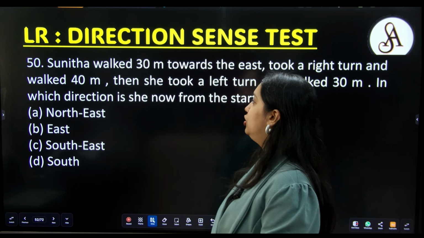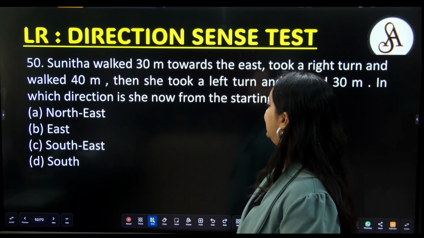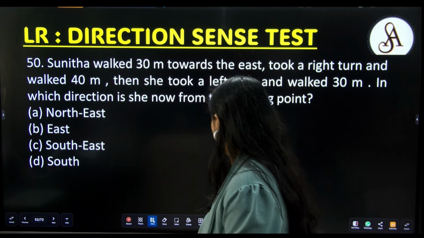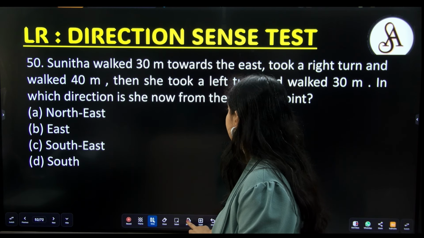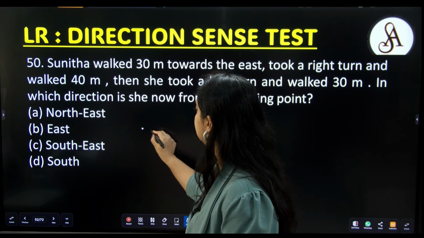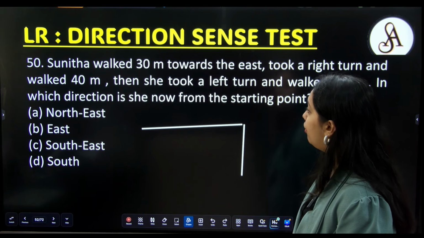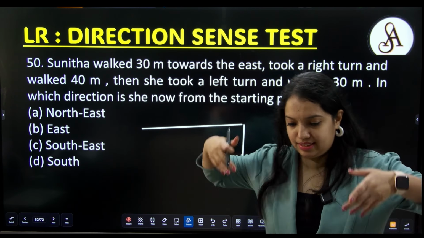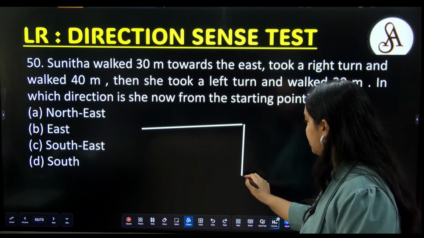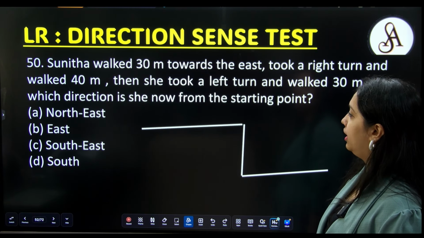Next. Sunita walked 300 meters towards the east, took a right turn and walked for 40 meters. Let's start. This is the starting point. She went for east, took right turn, went for 40. Again, she took a left turn. Right turn is south and left turn will be the opposite direction. Left turn and walk for 30 meters.